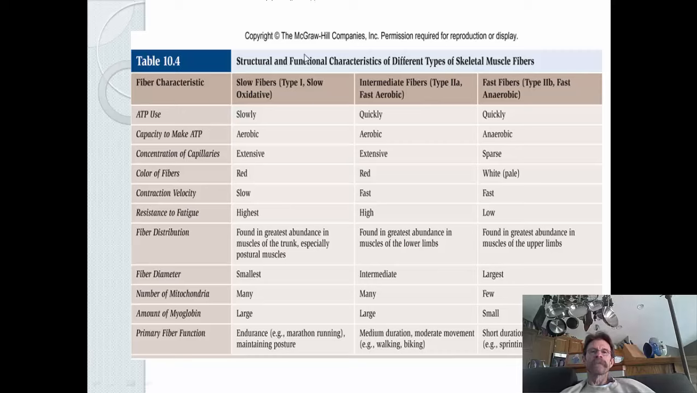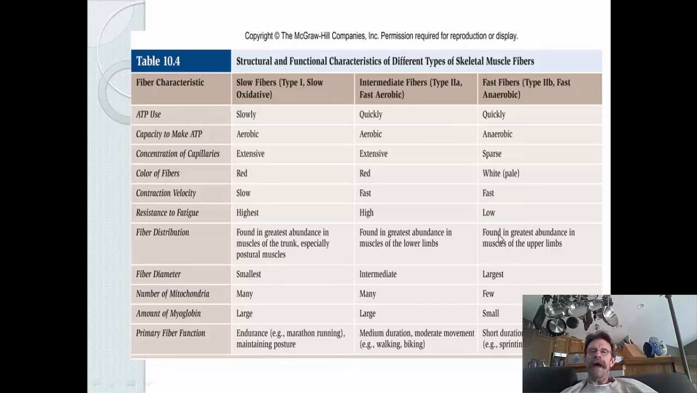Also, the intermediate types, they're found in the greatest abundance in the lower limbs. So most of the leg muscles are intermediate. And then lastly, the fast fiber types are found generally in the upper extremity. And again, remember, this is a ratio of fibers. So, for example, a biceps might be 60% fast, 30% intermediate, and 10% slow. So it's a ratio of so many.